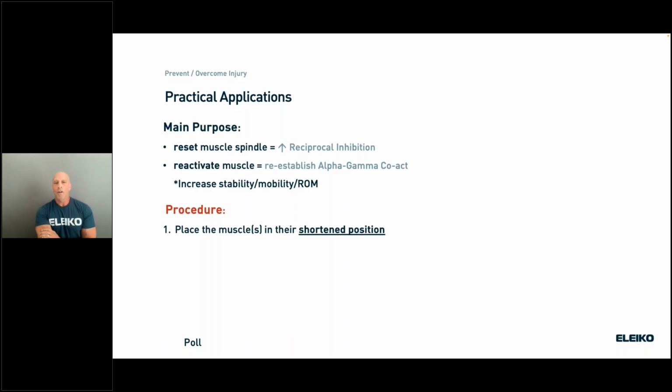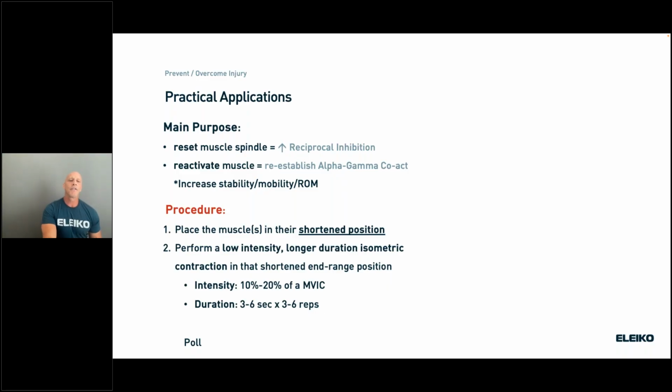You place the muscle in its shortened position. So if I'm doing left rotation with my trunk, I go to left rotation, keep it in left rotation, and try to push into left rotation. I do that with a very low intensity, longer duration isometric contraction. And when I say intensity, it's 10 to 20%.